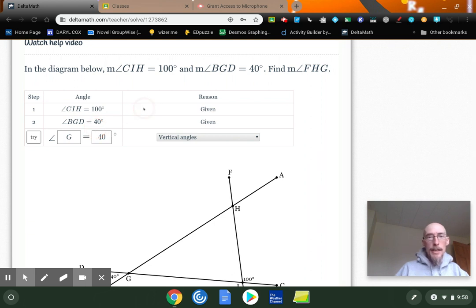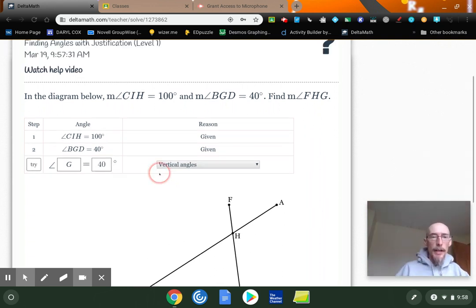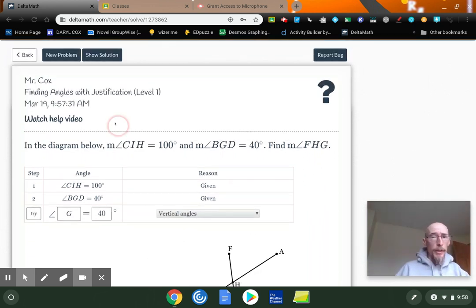That being said, obviously in class we write our answers out a little more. Vertical angles is not enough. We would say vertical angles are congruent. So I just wanted to put that out there as a little help for you.